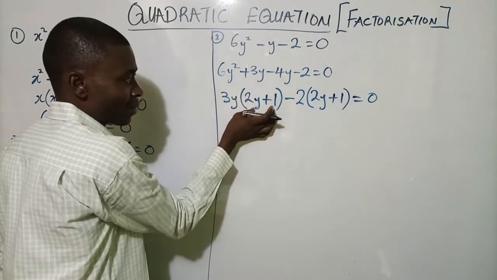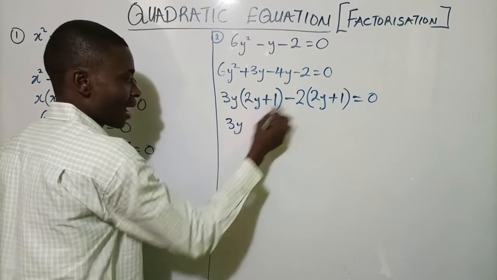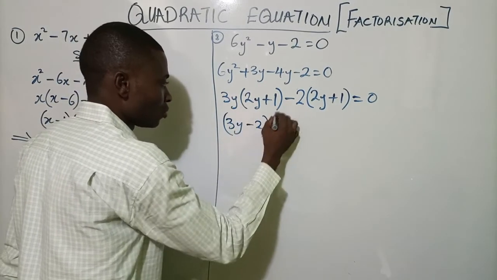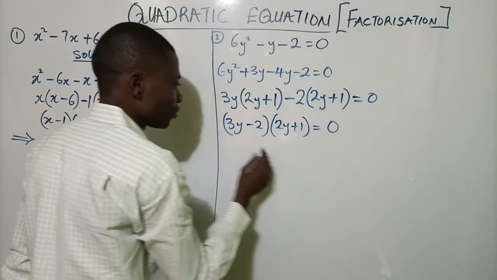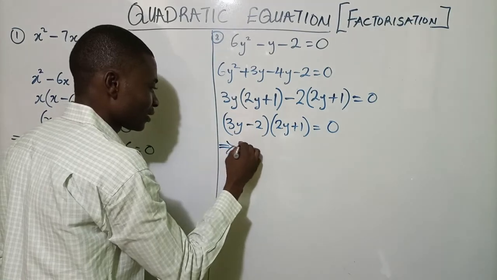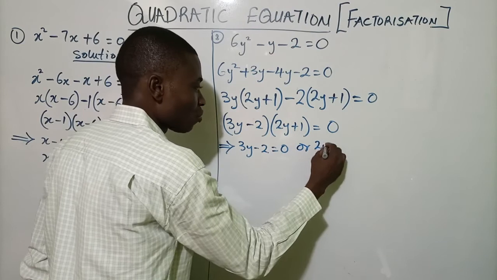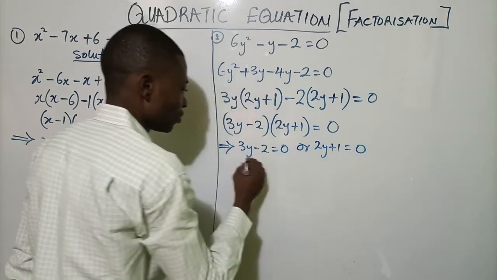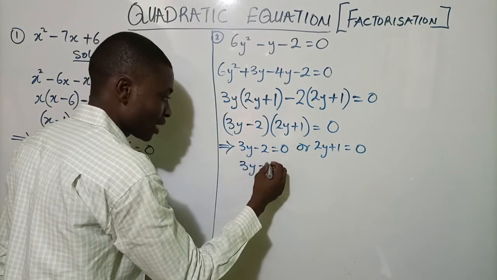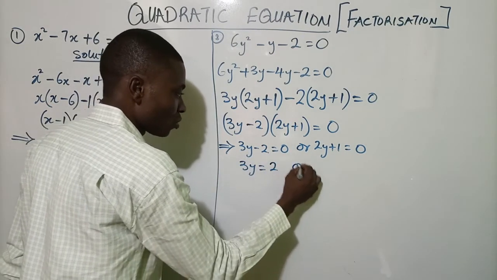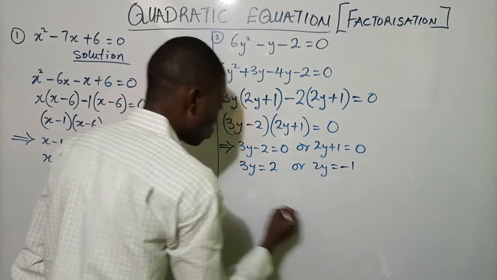So this is the same. Look at the bracket. They are the same. So we're going to pick one of them. So this is what? 3y minus 2. We take one of the bracket now. 2y plus 1 equals to 0. So this means that 3y minus 2 is equals to 0, or 2y plus 1 is equals to 0. So what do you do? Collect like terms. 3y is equals to, when this minus 2 comes down to this side, turns to what? To plus 2. Or 2y is equals to, this one comes down, it turns to what? Minus 1.